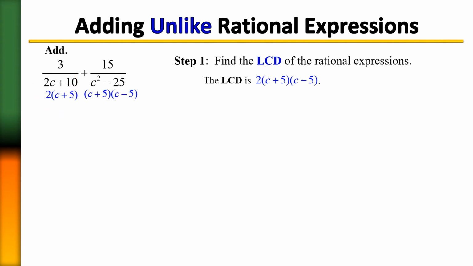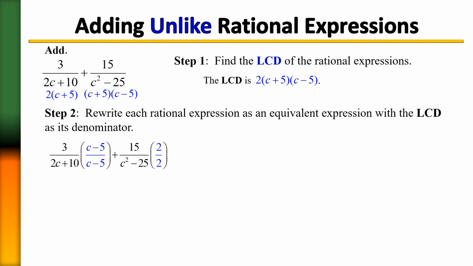Let's take a look at the second expression. It has c plus 5, c minus 5. Let's go over to the LCD to see what it's missing. So what is it missing? If you said just the 2, then you are correct. So I'm going to multiply 2 with the second expression. So let's go ahead and do that and see what it looks like.